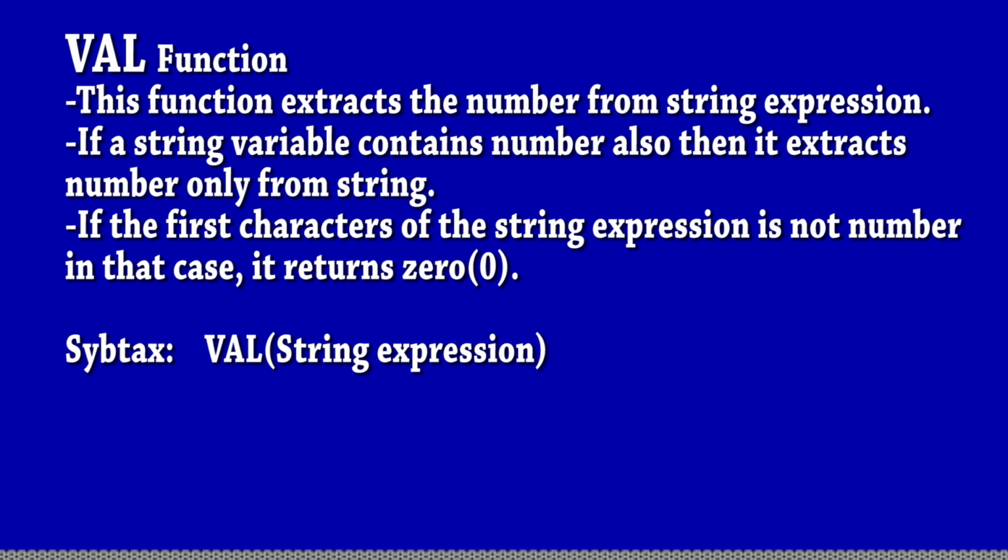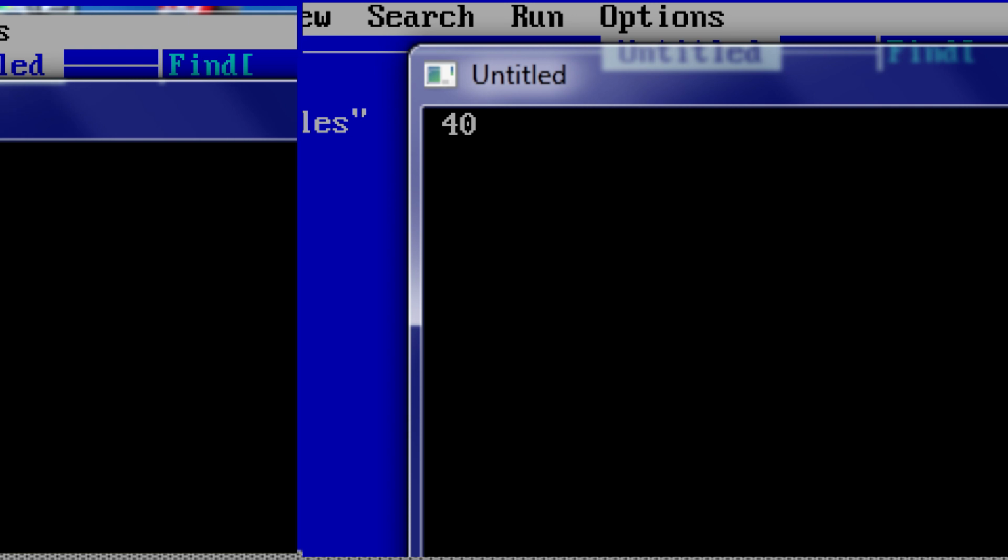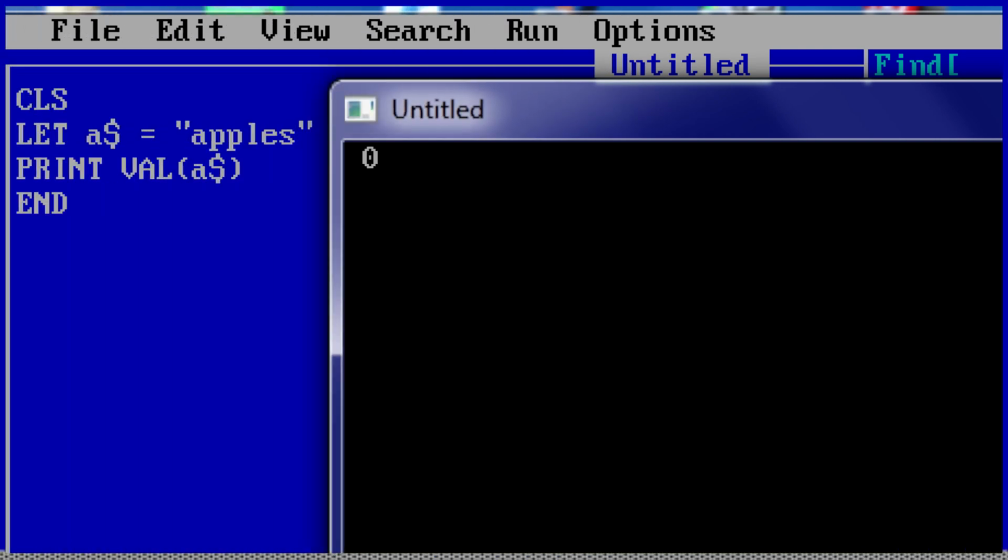Understood that? So the syntax you can write is VAL(string expression). So here in the example you can see A$ equal to 40 apples. Then it only takes 40. So it only takes the numeric value. Understood that? Now another example you can see. Here I have put only A$ equal to apples. Here there is no numeric value. Then it returns 0. Understood this?